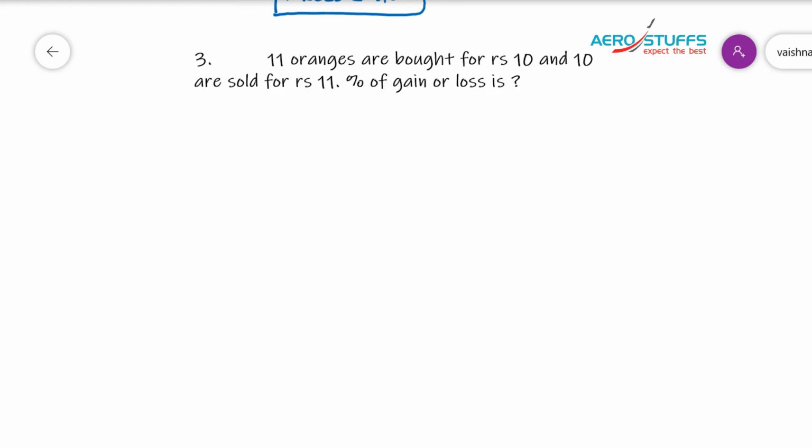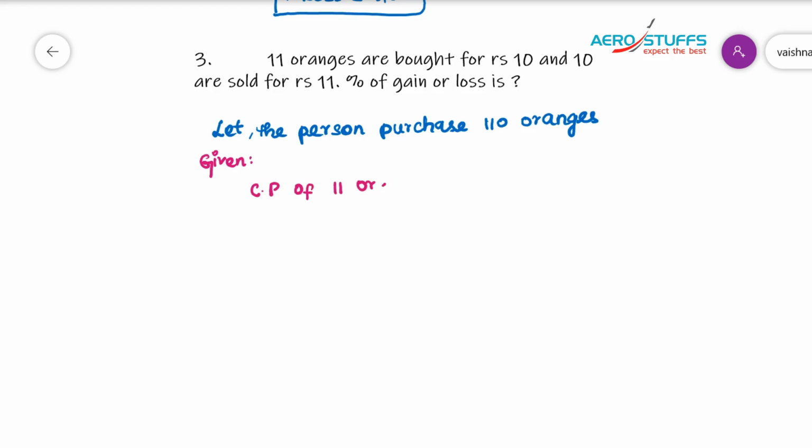Now this is the third problem. 11 oranges are bought for rupees 10 and 10 are sold for rupees 11. Find the percentage gain or loss. Now let the person purchase 110 oranges. In these problems what you have to do is imagine something to solve them. So now I am imagining that the person purchases 110 oranges. Now the cost price of 11 oranges is 10 rupees.